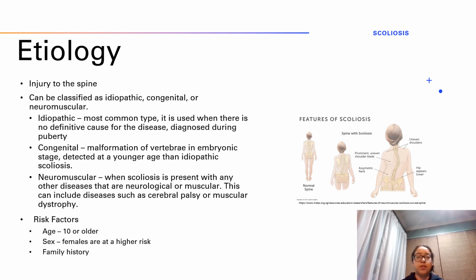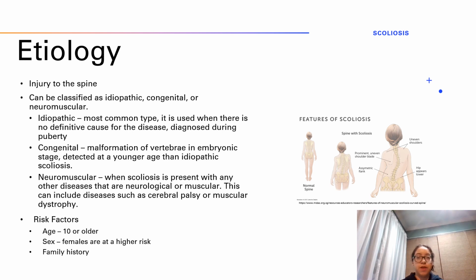Neuromuscular scoliosis is used when the scoliosis is attributed or formed because of a neurological or muscular disease. This classification tends to regress the fastest, and examples can include spina bifida and Duchenne muscular dystrophy.